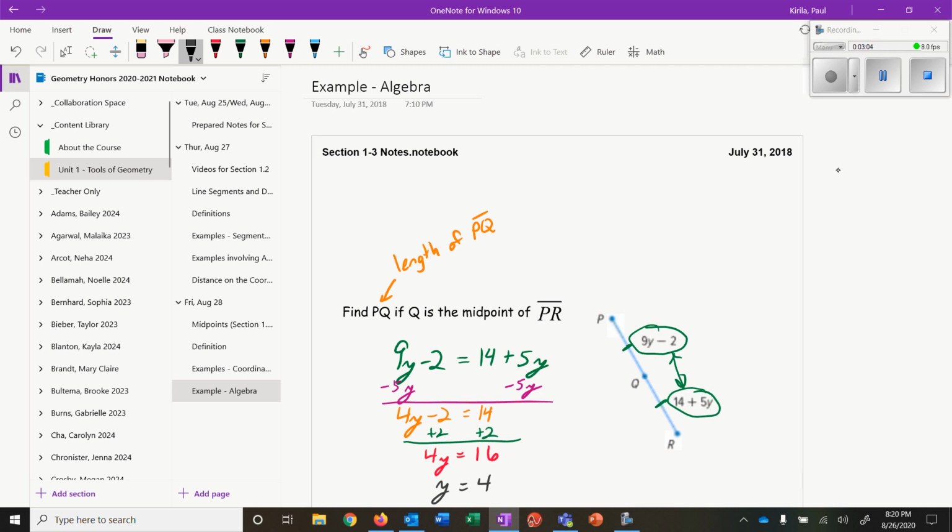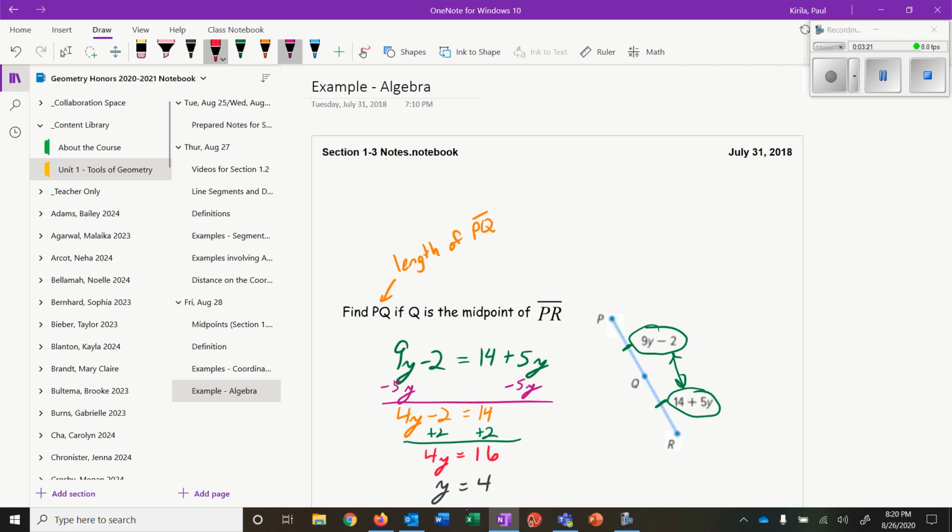Now, before I say I'm done with it, let me just make sure I've actually answered the question. Was I only asked to find the value of y? Looking here, it says find the length of PQ. Okay, so this is not my answer. I need to make sure I find the length of PQ.